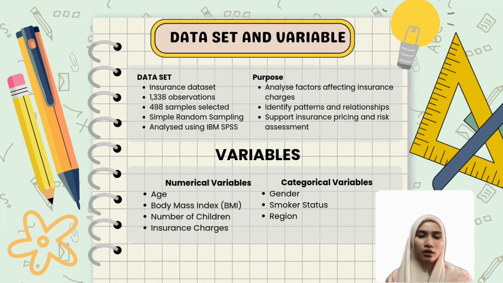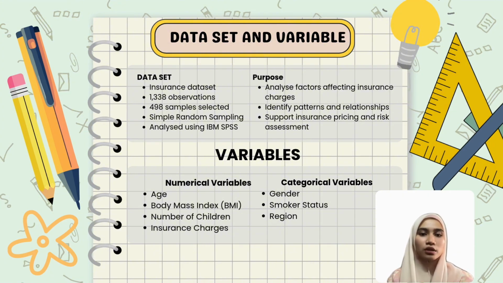Now, let's look at the categorical variables. The first categorical variable is gender, which classifies individuals as male or female. The second variable is smoker status, which indicates whether an individual is a smoker or a non-smoker. The last variable is region, which shows the area where the insured individual lives.